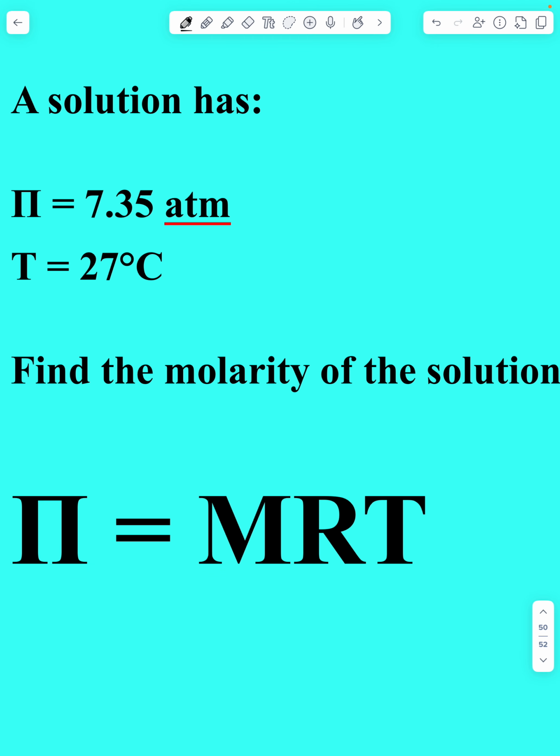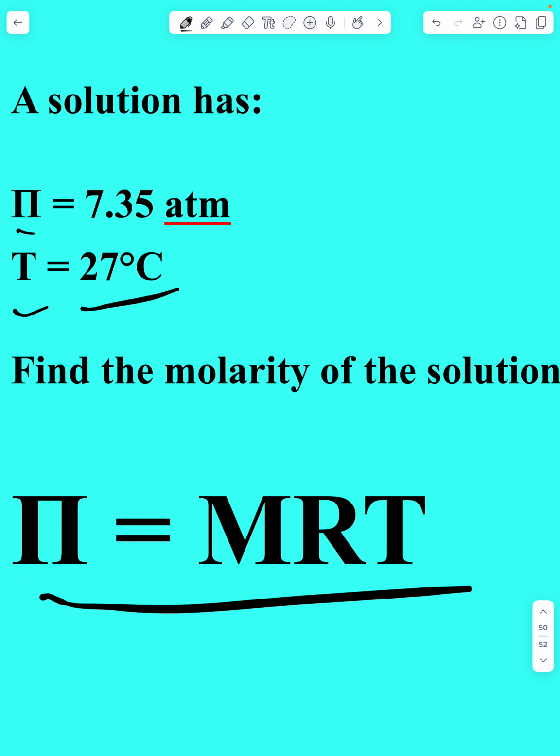Attention pre-meds, pre-dents, nursing students. If you panic when you see formulas like this, just watch this and you'll be fine. A solution has an osmotic pressure, that's what that means, of 7.35 atm, a temperature of 27 degrees Celsius. Find the molarity of the solution.